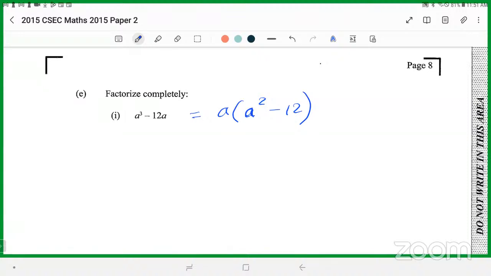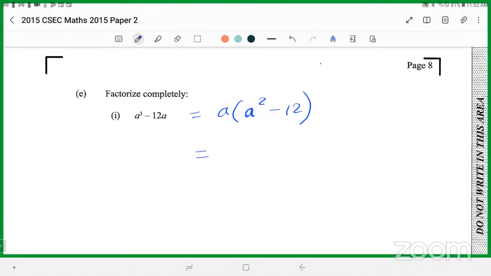But this can be factorized again. So even though this is not a squared number, it can be made into a squared number by square rooting it and then squaring it back. I kind of feel like if you wrote this alone, CSEC would give you the marks. But I'm going to show that it can be factorized further.